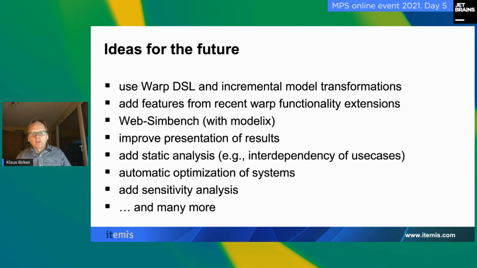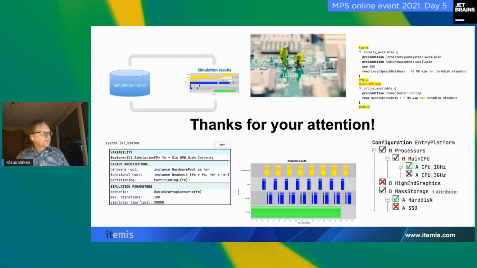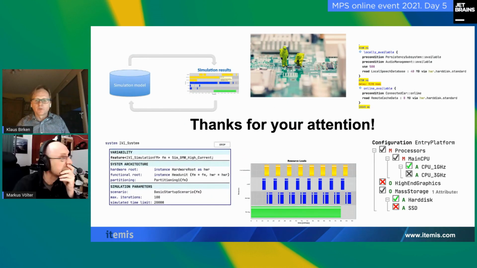And I think I mentioned most of them. Maybe there are several domain-specific analysis possibilities like automatic optimization, so find the set of features which provides the most performant system, things like that. And many more ideas. Okay, we are not running out of work, but we're running out of time. So thanks for your attention.